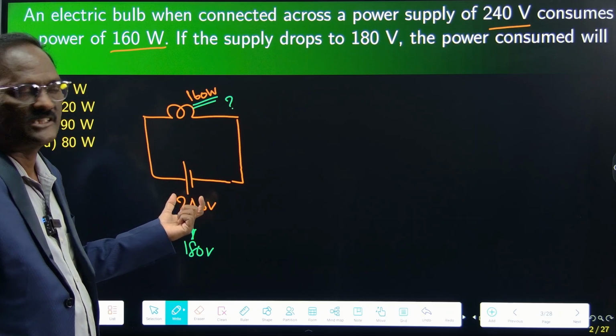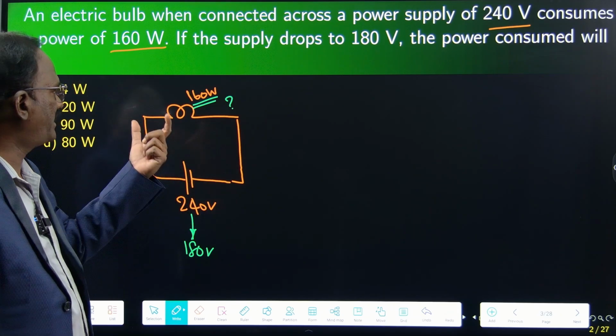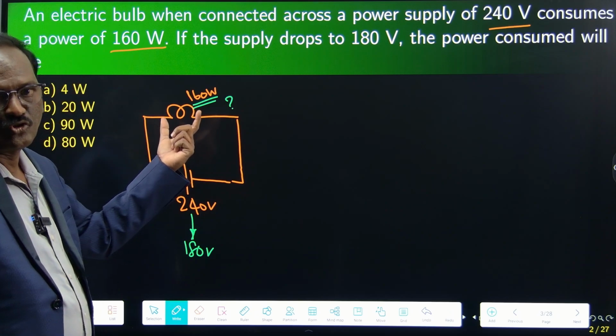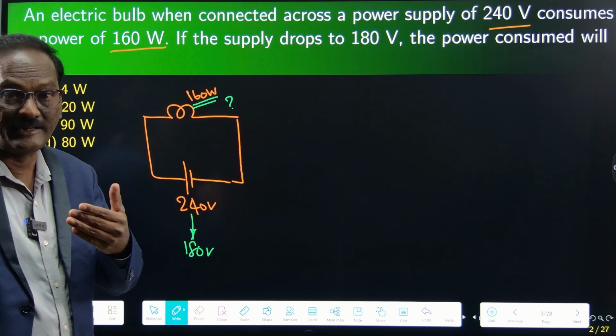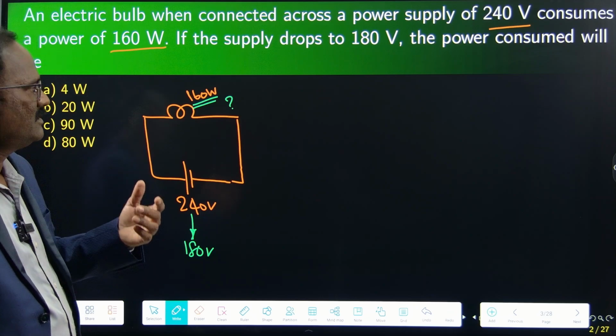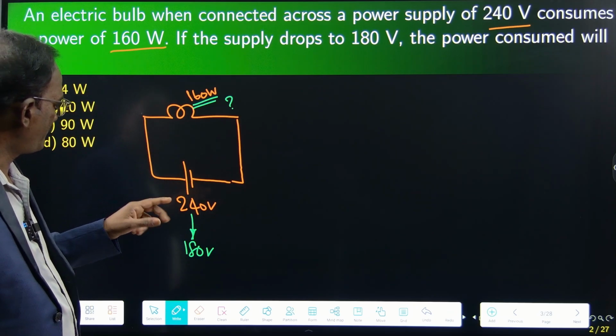If 240 volts is maintained, at 160 watts, the brightness will be proportional to the 160 watts. If it is reduced, the brightness level will be reduced. It will be dim, the bulb will glow without the full intensity, right? So that is the idea.